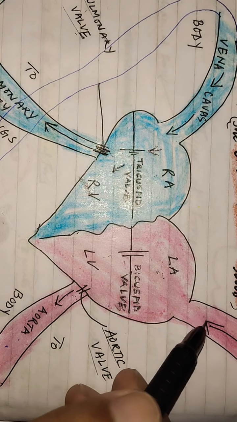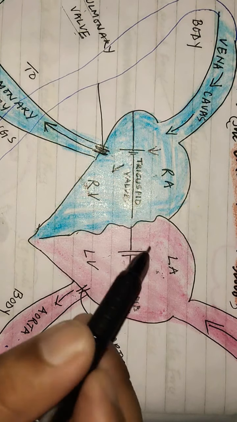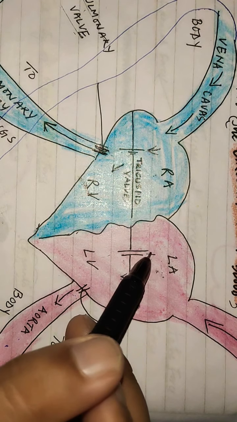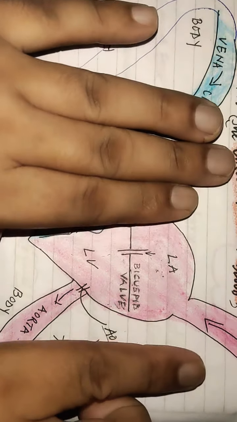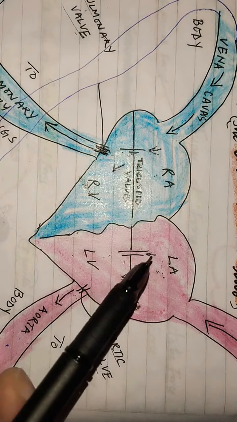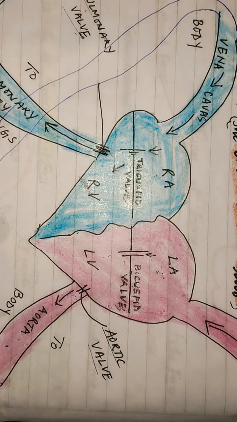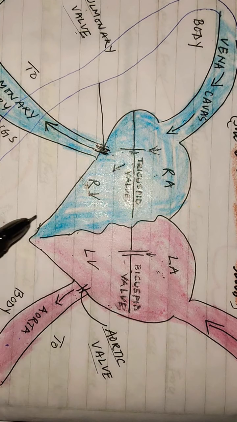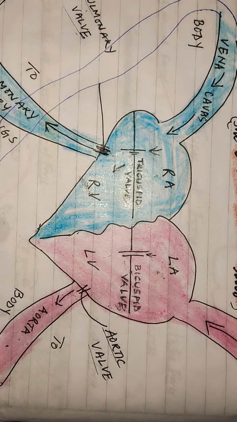After this, once the oxygenated blood reaches the left auricle, again there is a valve. The blood enters through this valve. The main function of this valve is that once the blood enters, it closes again. The main function of this valve is to prevent the backflow of blood. The oxygenated blood that passes through this valve reaches the left ventricle.